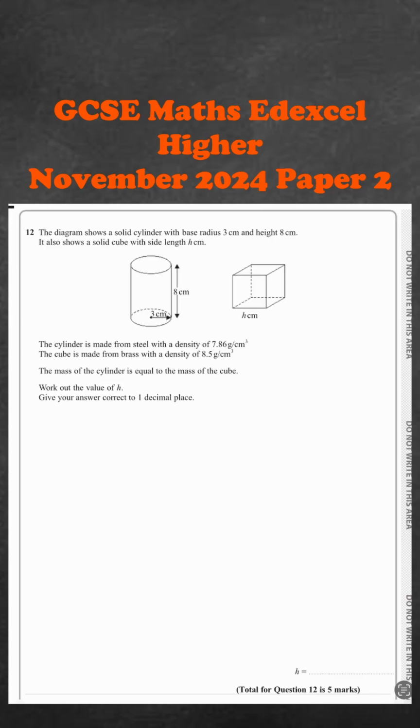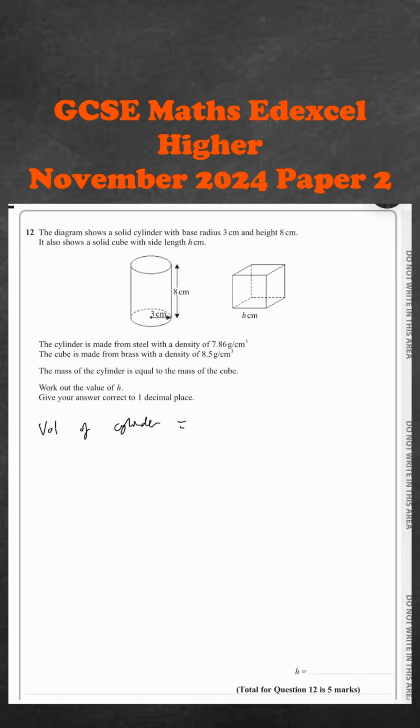So, if the mass of the cylinder equals the mass of the cube, we're going to need to work out the mass of both of the two shapes, and then we can use that to work out the side length h by getting the volume of the cube. So, firstly, we're going to find the volume of the cylinder.